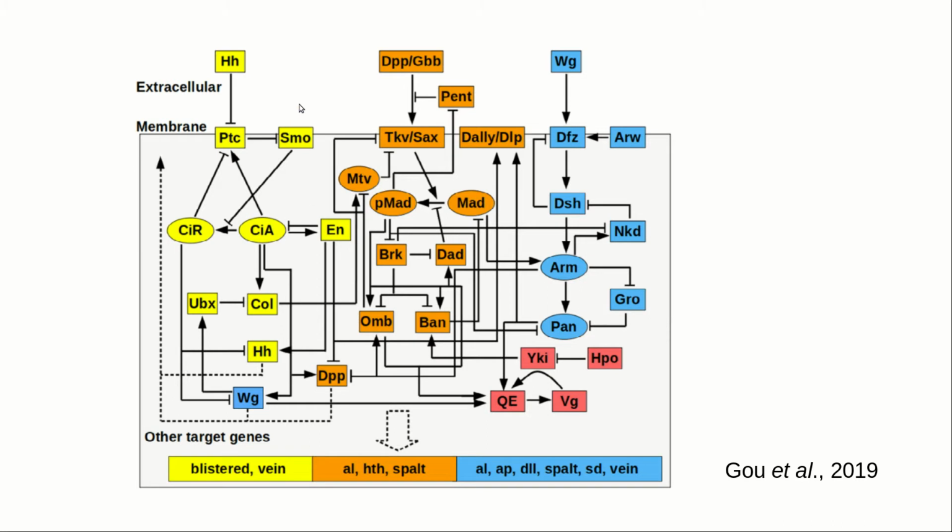Many pathways converge to regulate growth, such as hedgehog, DPP, and wingless. Here you have vestigial. Of these, the pathway that is most directly related to growth is the Hippo pathway, whose effector is Yorkie. As you can see, vestigial regulates Yorkie directly, and most of these pathways in the end interact with the Hippo pathway.